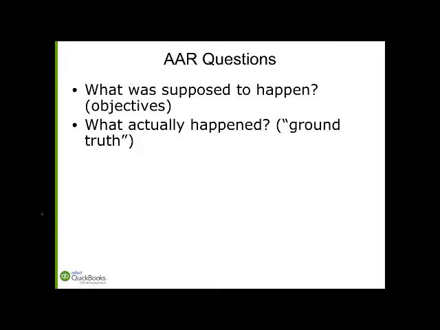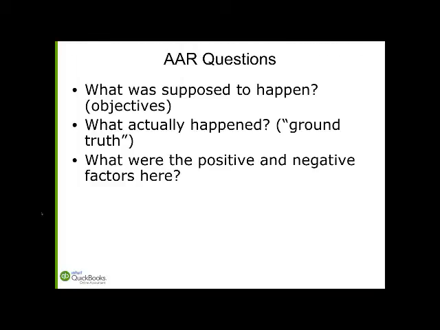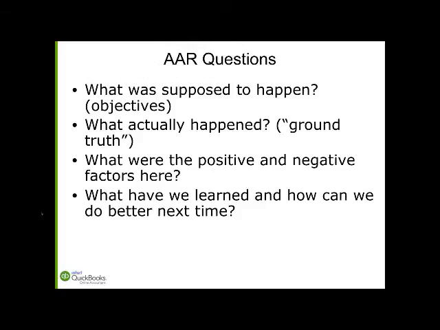And then what actually happened, what the Army calls the ground truth, right? Because we make plans, and then, of course, reality gets in the way and things change. So there's going to be a gap here between what was supposed to happen and what actually happened. And then the Army says, what were the positive and negative factors because of this gap? Some bad things probably happened and some good things probably happened as a result of this gap. And then the last question is, what have we learned from this experience and how can we do it better next time? And these are 4 very, very simple questions.